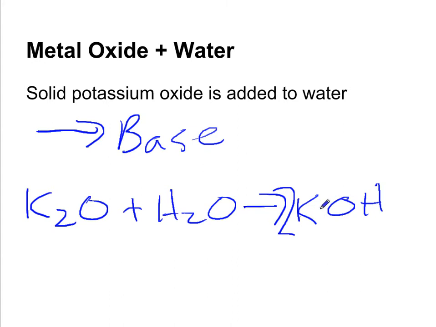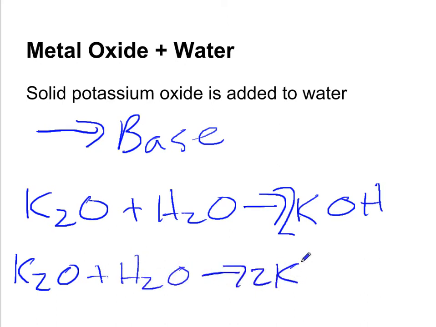That means it dissociates. So we'd actually have to rewrite this as K2O plus water yields 2 potassium ions and 2 hydroxide ions. There are no spectators to cross out, but this is the correct form of the net ionic reaction from metal oxide and water.